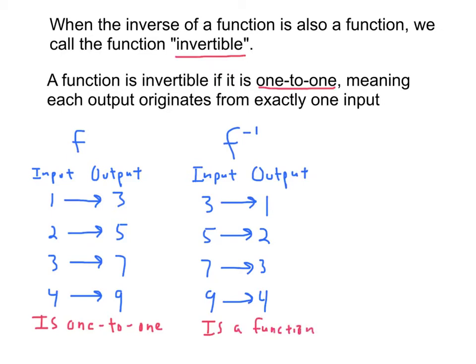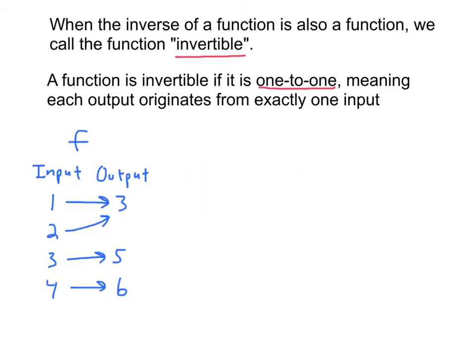How do I know it's a function? Because each input gets sent to exactly one output. Okay? So in a function, you can't have the same input getting sent to two or more different outputs. And that's true here. Each input gets sent to exactly one and only one output. So it is a function.